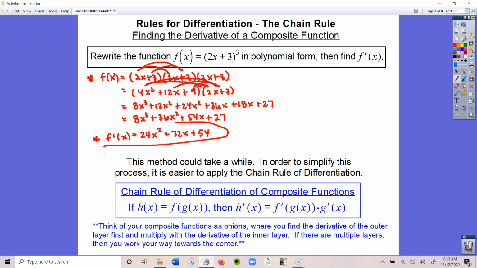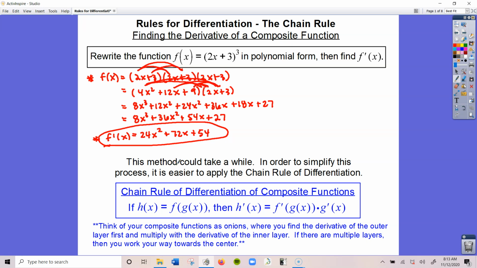This is my derivative. Now imagine if it wasn't (2x + 3) to the third, but it was (2x + 3) to the seventh. That would be a lot of multiplication that we would have to do before we can actually find the derivative, and when we multiply for an extensive period of time, there are more chances for us to make mistakes. So this is why we use the chain rule. The chain rule allows us to find the derivative of a composite function in a much simpler way. Now this is a composite function because we have a function within a function. We have 2x plus 3 within the parentheses, and then it's being raised to the third.